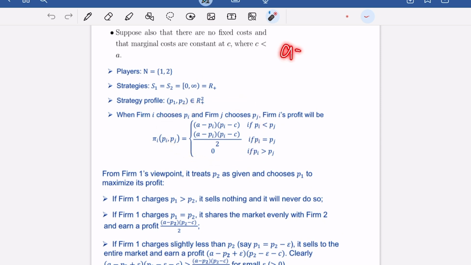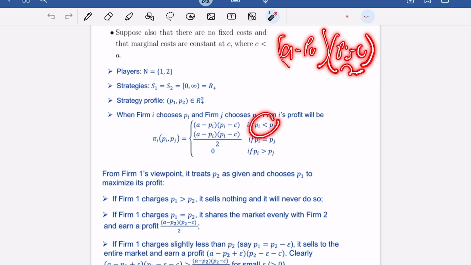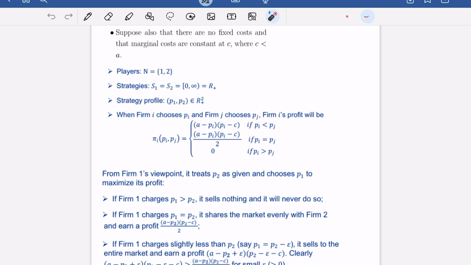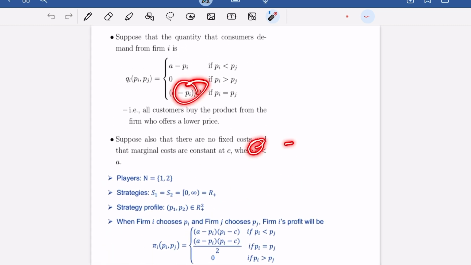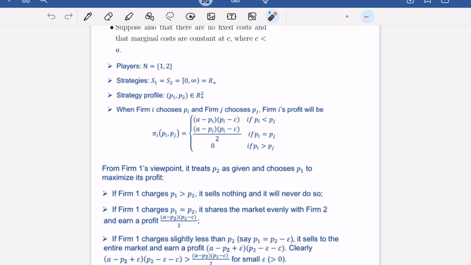So it is A minus PI, because that's how much you produce, times PI minus C, because this is the net price you earn when PI is less than PJ. When PI is greater than PJ, it is 0. And when PI equals PJ, you just need to take this quantity times the price minus the marginal cost.